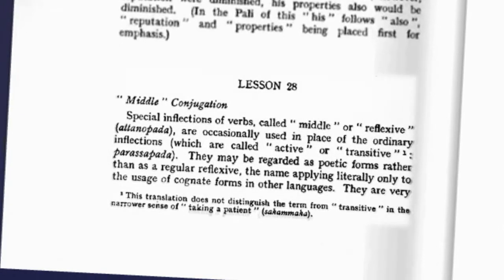Today, in Lesson 28, we tie up some loose ends. We'll cover the middle or reflexive endings, the denominative verb derivation, and the fourth and final class of present stem verb conjugation.